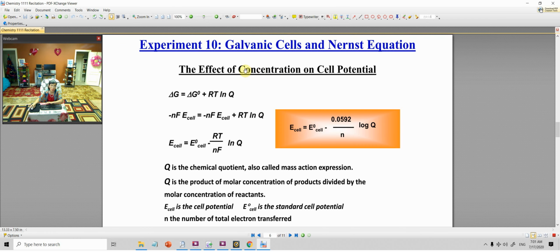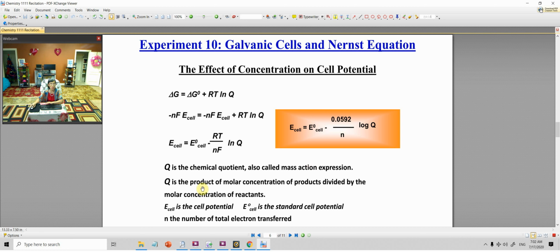And then you also want to understand what's the concentration impact on the cell potential. You are going to use the Nernst equation. We already know delta G equals delta G naught plus RT ln Q. And then you can correlate delta G with the cell potential. Delta G equals negative nF E cell. So delta G naught equals negative nF cell potential at the standard state. This Q you call the chemical quotient. Also you use the mass action law to determine it.